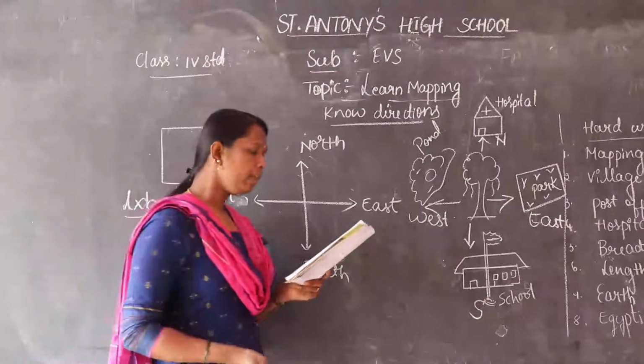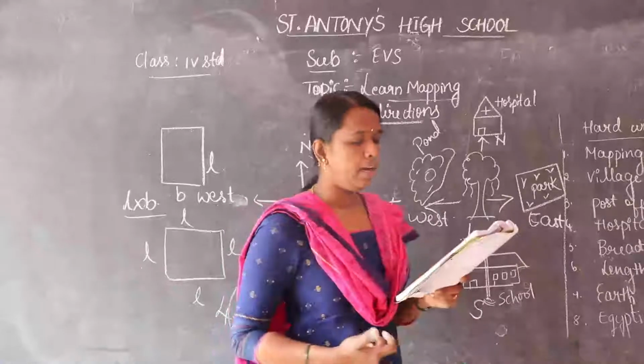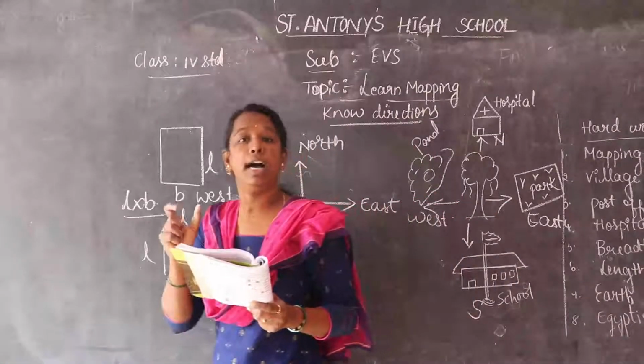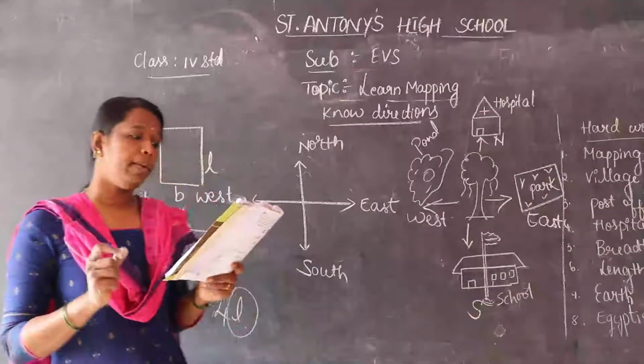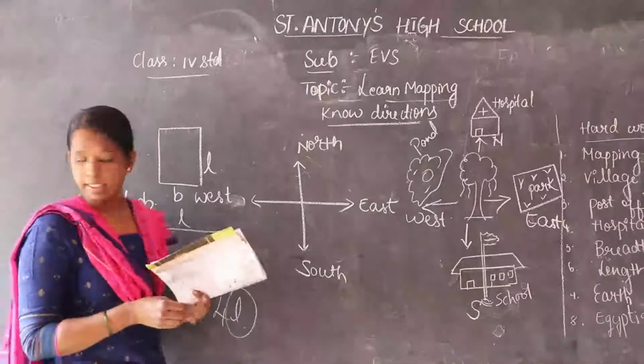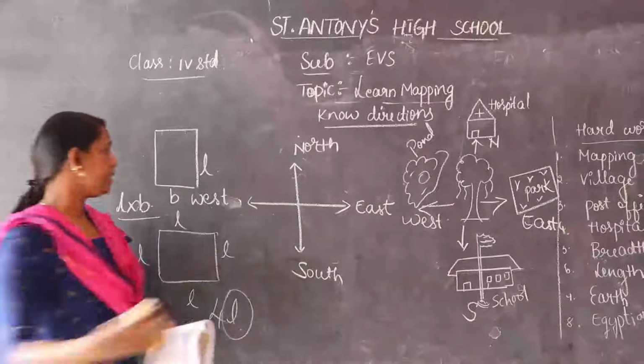Let us discuss another location on the map. How to locate another location. For example, in the center of the main road, there is a Gandhi circle. In the center, there is a Gandhi circle.